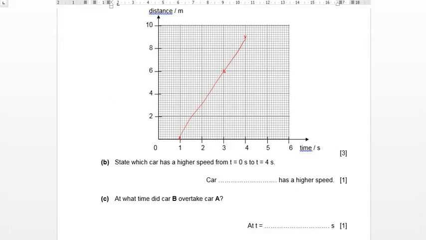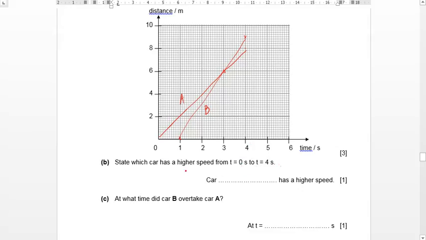I need to see all your crosses. Right now, I'm not drawing it. Okay, so this is for A, this is for B. Which car has a higher speed from 0 to 4 seconds?